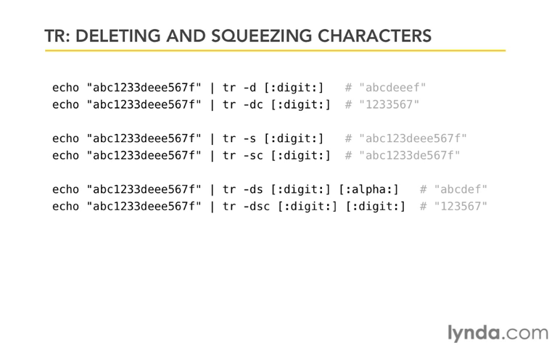Now if we use the C option with that as well, it's important to note that the C option only applies to the delete. So what the example I have there will do is delete everything that's not a digit and then squeeze the digits. It's not squeezing the opposite of the digits, right? The C just applies to that first argument, to the D. So that's how it works.